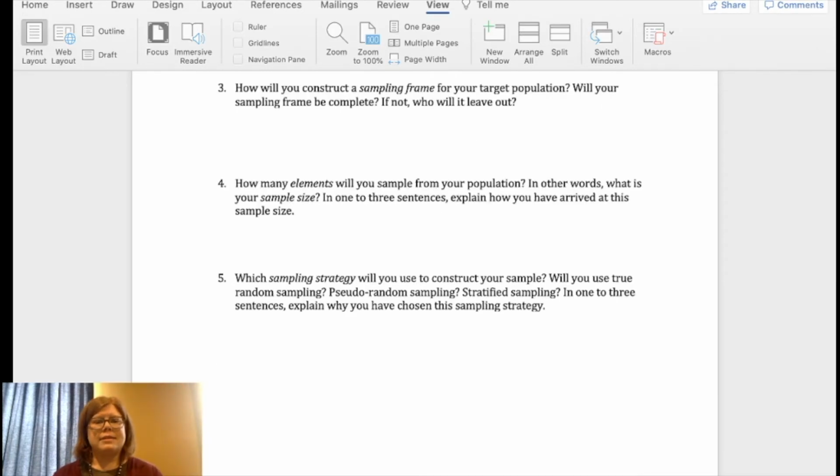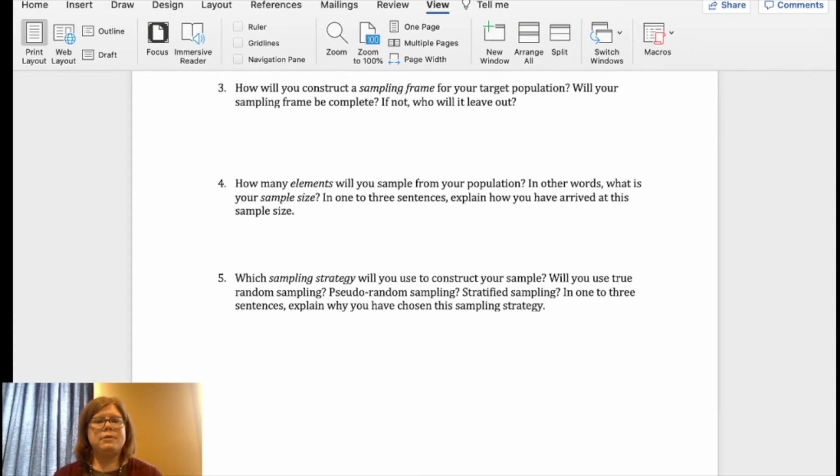Question 4 asks how many elements you will sample from your population, or in other words, what is your sample size? An element is just one member of your population, whatever your population is made up of. Now here's where unit of analysis becomes really important. If I'm studying students at Birmingham Southern College, my unit of analysis is students.